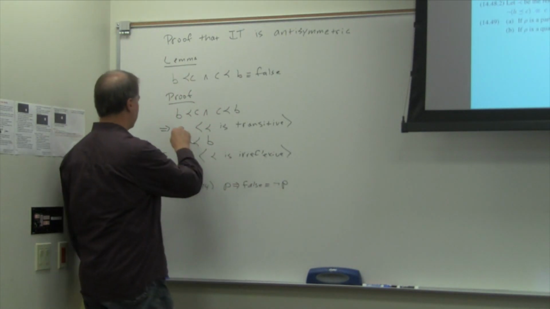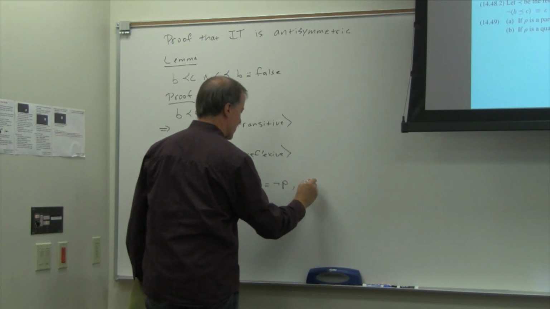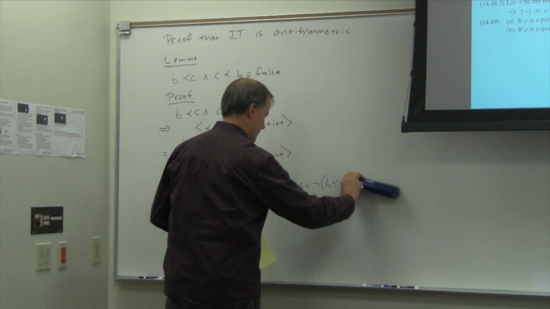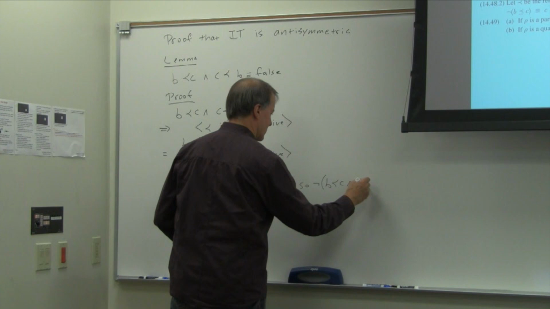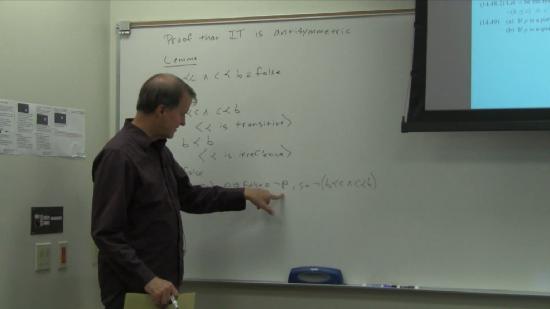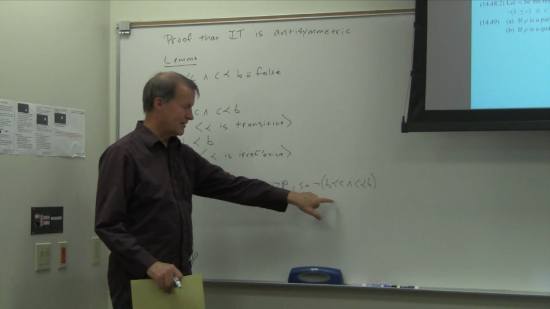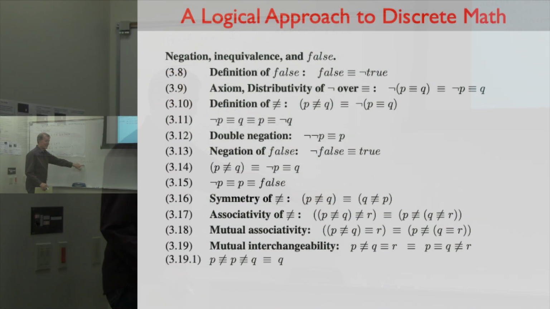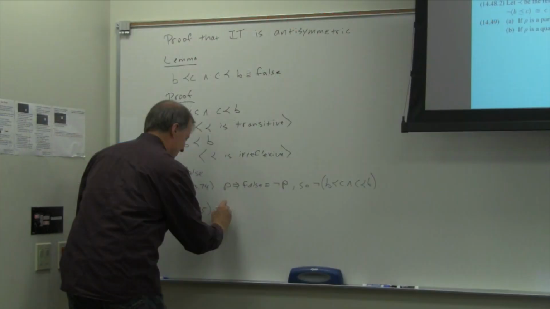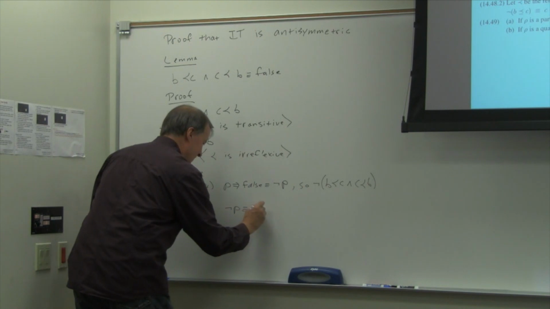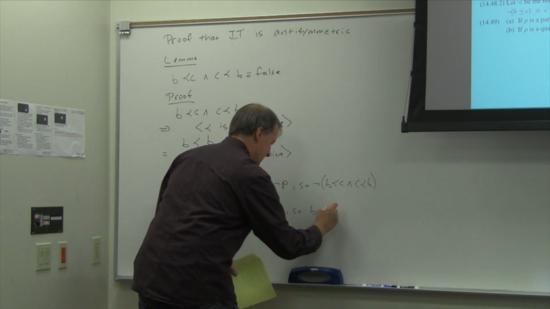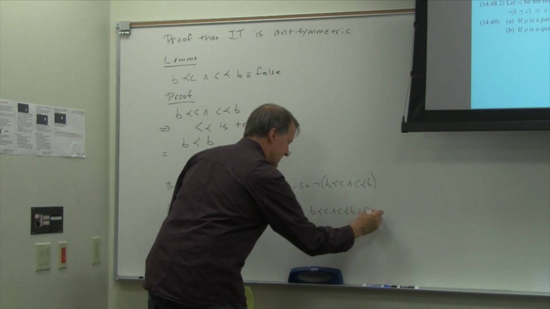So because this implies false, therefore what do we have? We have not this. So we have not, B is related to C and C is related to B, because we showed that this implies false, so that equivales not that. But what are we trying to prove? That this equivales false. By 3.15, not P equivales P equals false. Good. So we have B is related to C and C is related to B equivales false. So that proves that lemma.